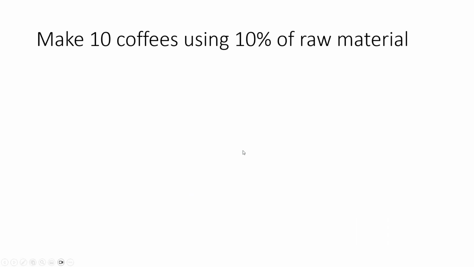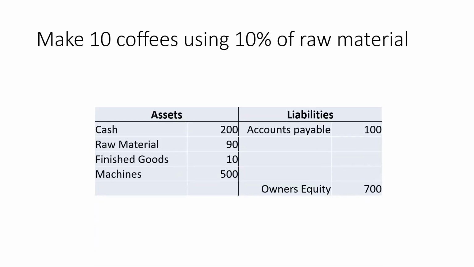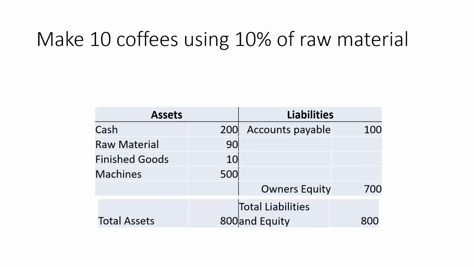Now let's assume we use 10% of these $100 worth of inventory to convert raw material to finished goods. That is, we use 10% of these coffee beans to make coffee. So now our cash remains the same. Raw material of $100 decreases to 90, and our finished goods increase to $10. Overall size of our balance sheet remains 800.